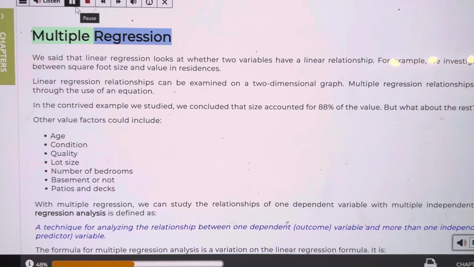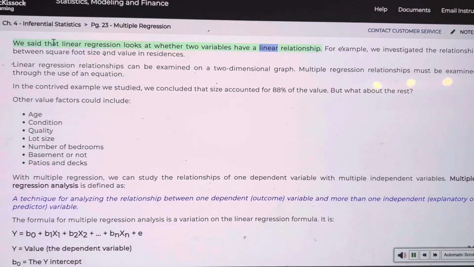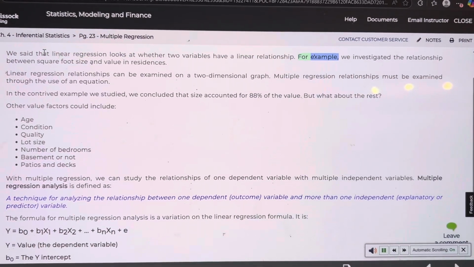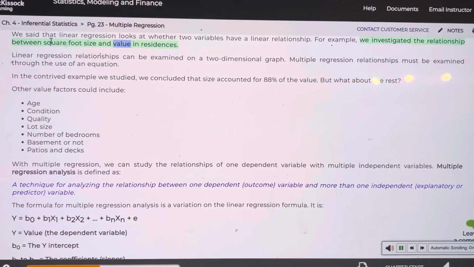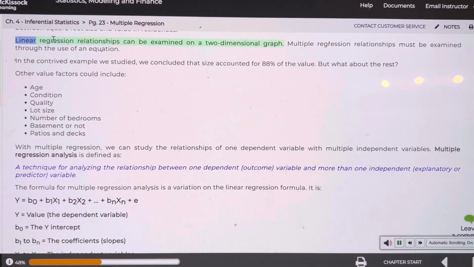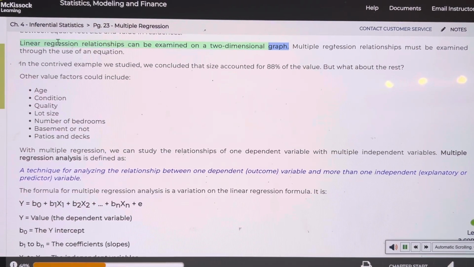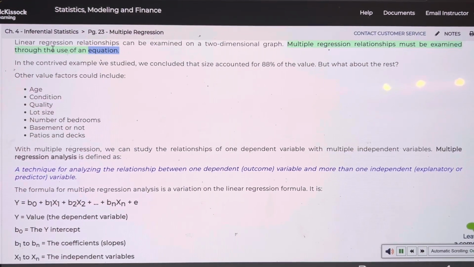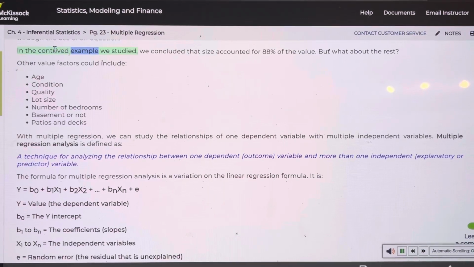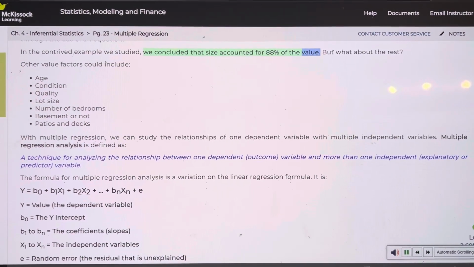Multiple regression. We said that linear regression looks at whether two variables have a linear relationship. For example, we investigated the relationship between square foot size and value in residences. Linear regression relationships can be examined on a two-dimensional graph. Multiple regression relationships must be examined through the use of an equation. In the contrived example we studied, we concluded that size accounted for 88% of the value.